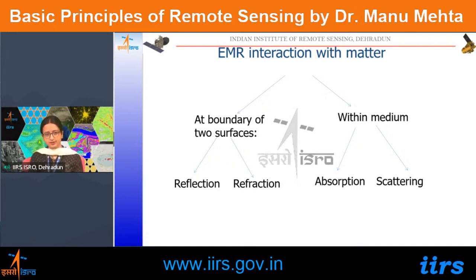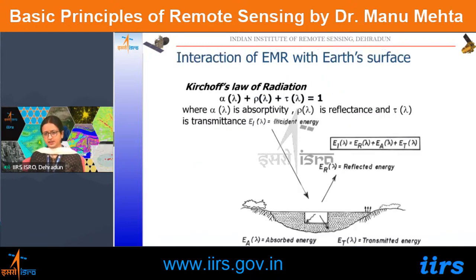At the boundary of two surfaces, we have all learned that part of the energy will be reflected and part will be refracted or transmitted. Within a single medium, two processes again happen: absorption and scattering. Scattering is the redirection of light, and absorption is where the particles absorb the energy, and then this raised energy is re-emitted, right? So coming to the interaction of radiation with targets.